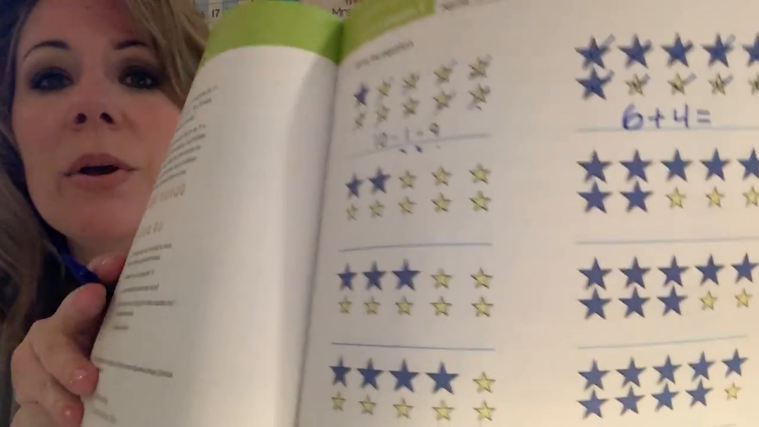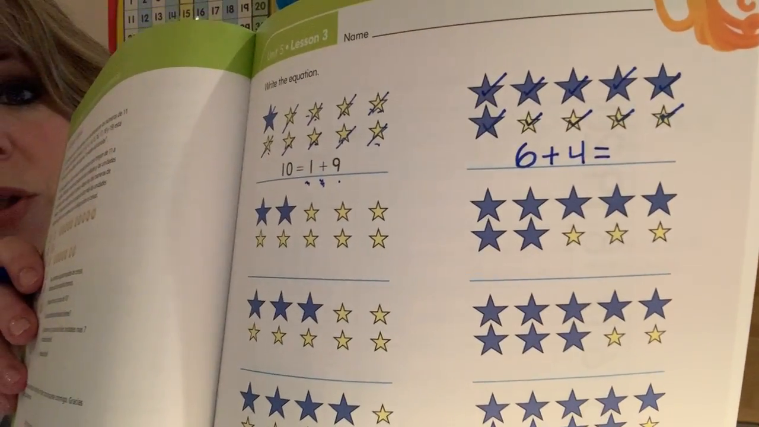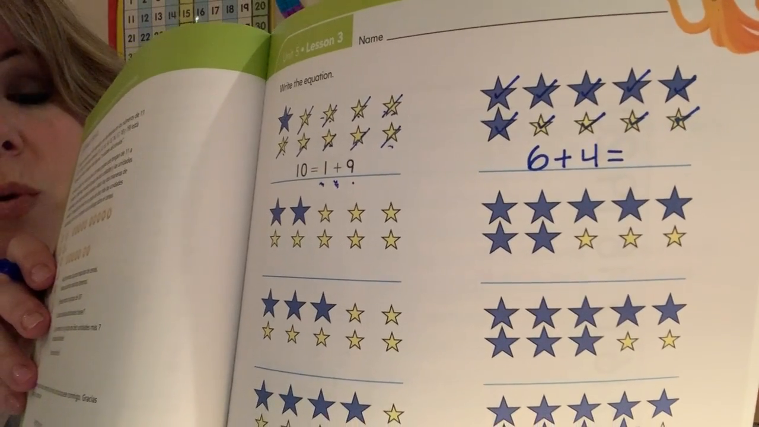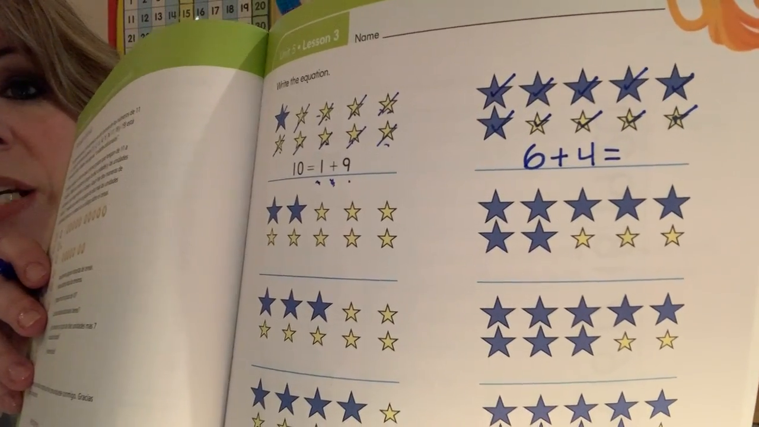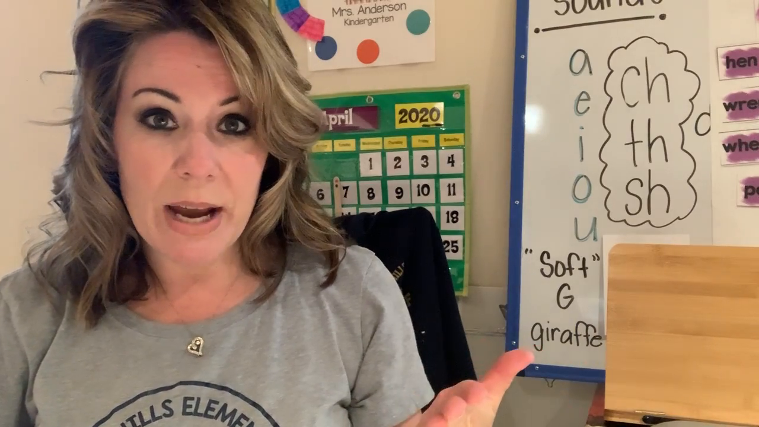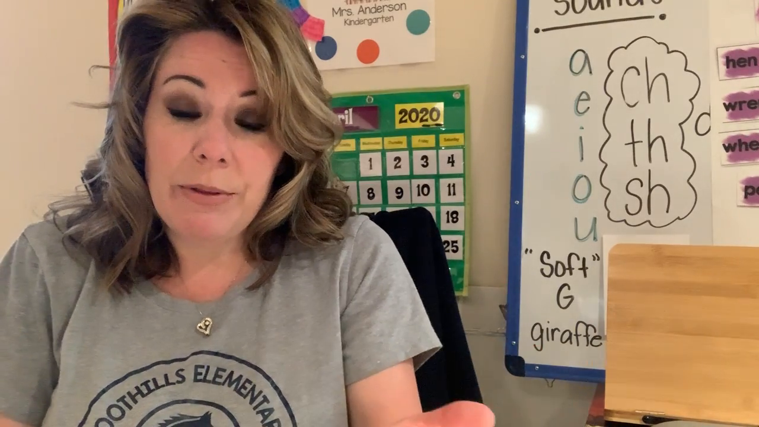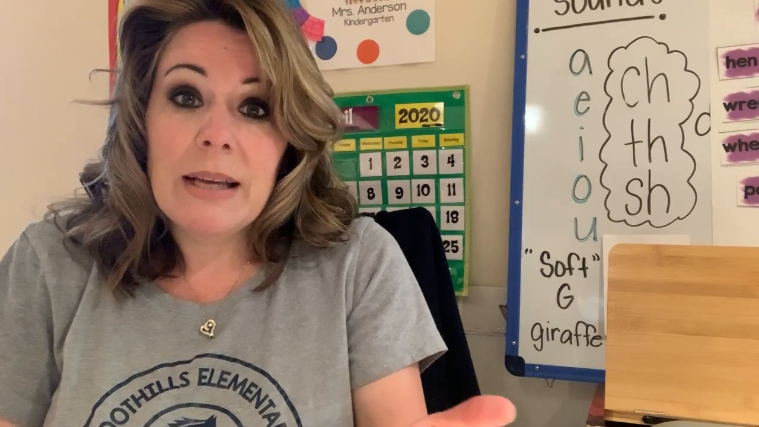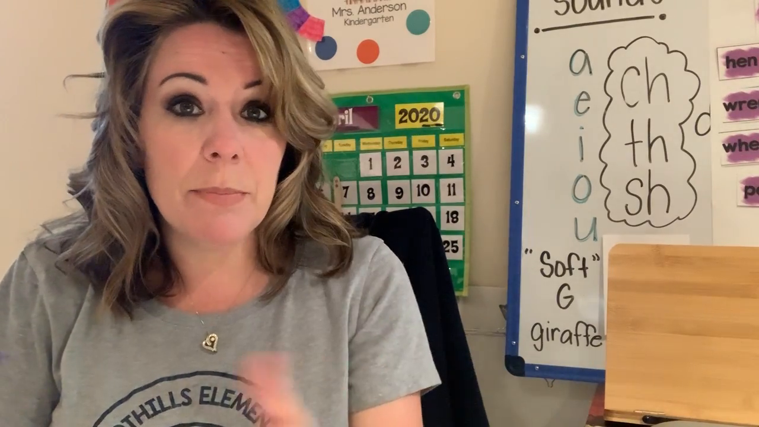Okay, so here we go. We have 6 blue stars. We have 4 yellow stars. How many do we have all together? And how can I find out how many we have all together? What strategy have they basically just put out there for me to do? To count. So I'm going to count. They've given me the pictures. I'm just going to count my objects all together. So 1, 2, 3, 4, 5, 6, 7, 8, 9, 10.